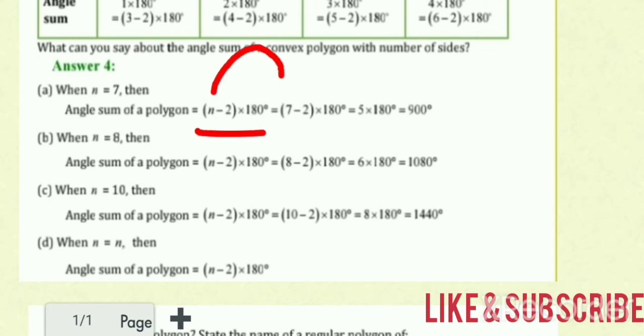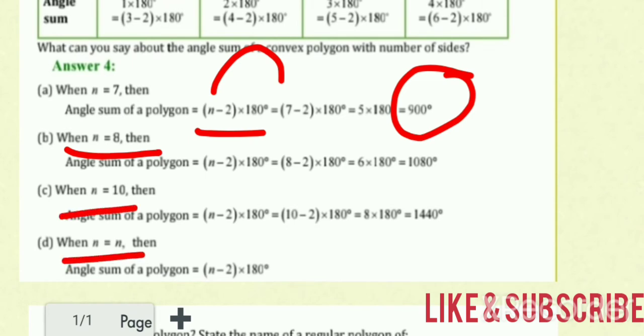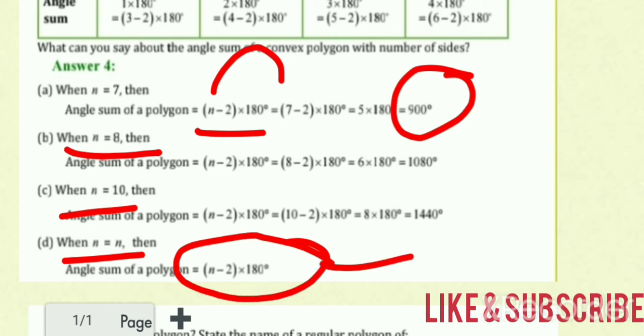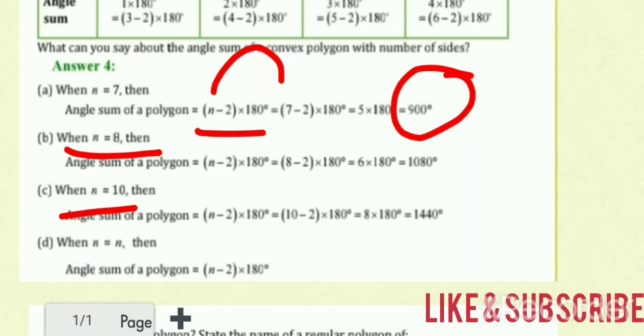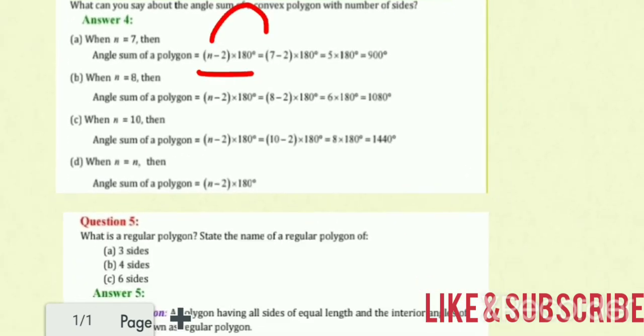Putting the value of n is equal to 7, the angle is equal to 900. The same for n is equal to 8, 10, and n is equal to n. So putting the value of n is equal to n, there is no solution, so (n minus 2) into 180 is the answer.